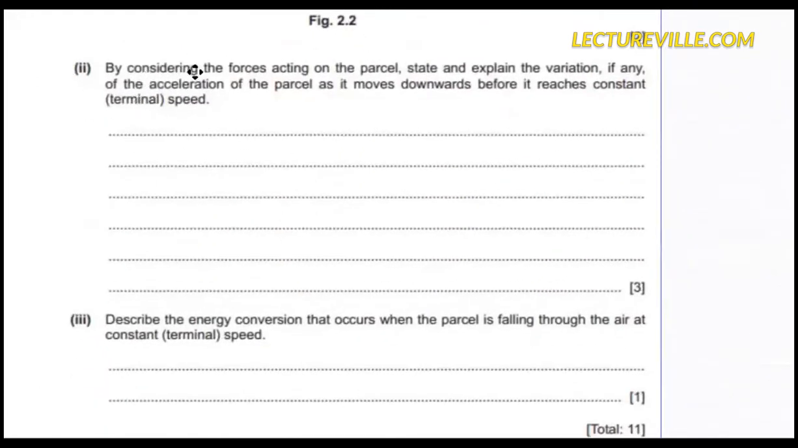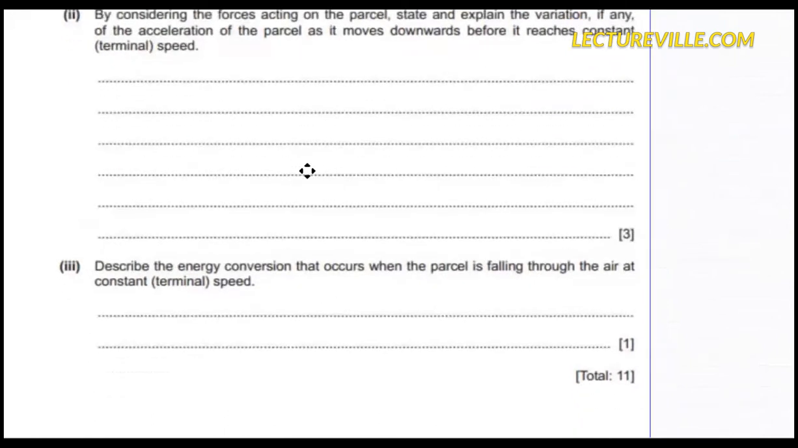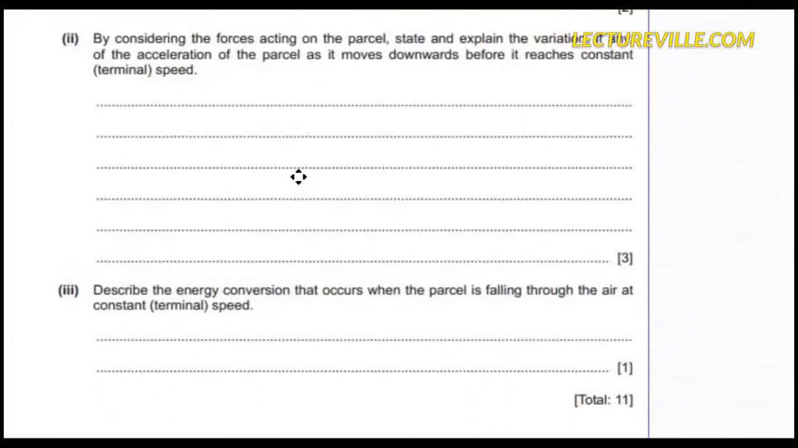By considering the forces acting on the parcel, state and explain the variation, if any, of the acceleration of the parcel as it moves downward before it reaches the constant terminal speed. Now, remember, when an object reaches the terminal speed, that means the acceleration has to become zero and the object is supposed to fall down with a constant speed. How does that happen? Now, this is the whole story.